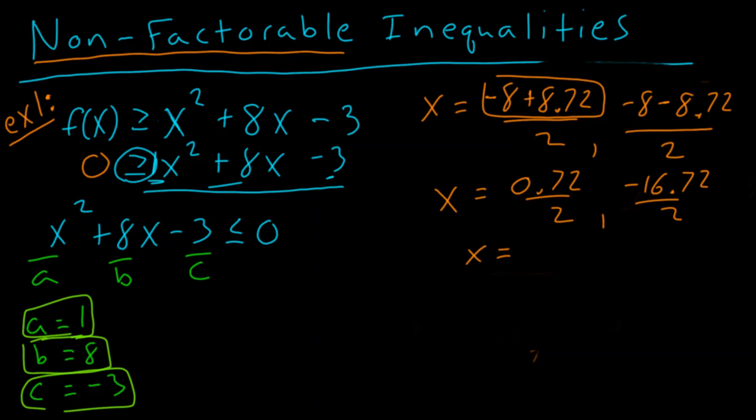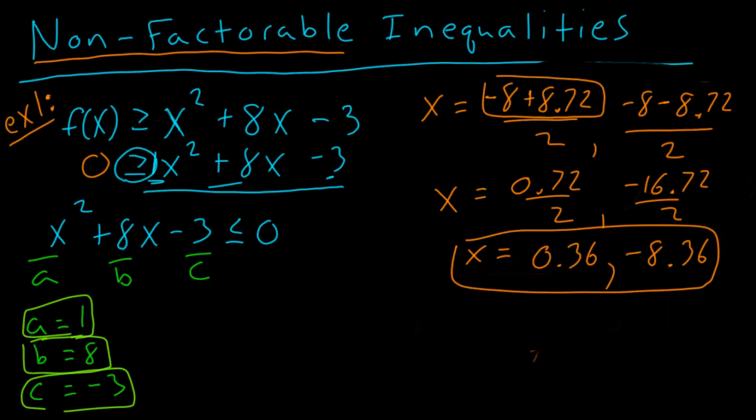0.72 divided by 2 will give us, of course, 0.36, comma, and negative 16.72 divided by 2 will give us negative 8.36. And from here, now that I have my two x-intercepts, we can go on to solve the problem. So remember, those are my x-intercepts, or we could call them our solutions, or our roots, or we could, of course, call them our zeros.